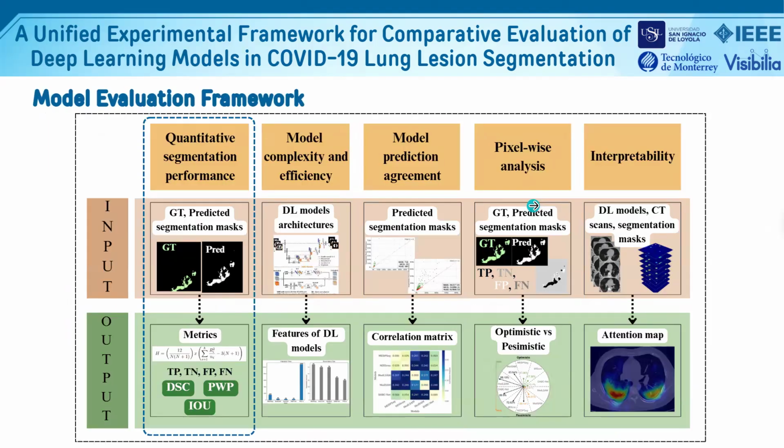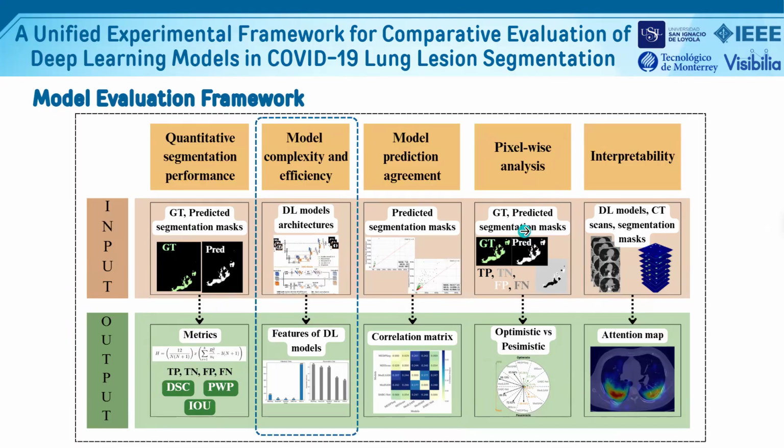The evaluation begins with analysis of quantitative segmentation performance, where we use standardized metrics such as Dice score, intersection over union, and pixel-wise precision, applying the Kruskal-Wallis test for statistical significance. Model complexity and efficiency are assessed by evaluating inference time and model size. For the model prediction agreement, we evaluated the consistency between predictions of different models.